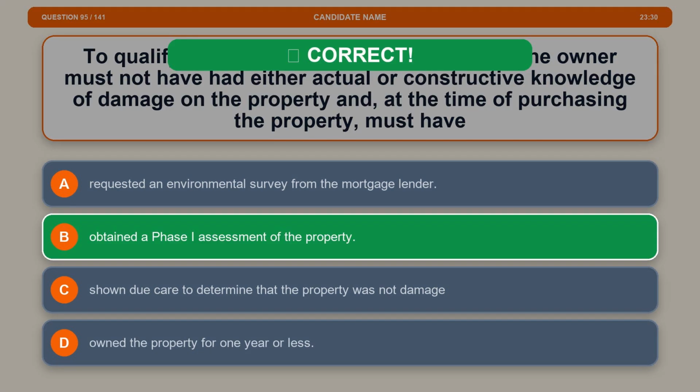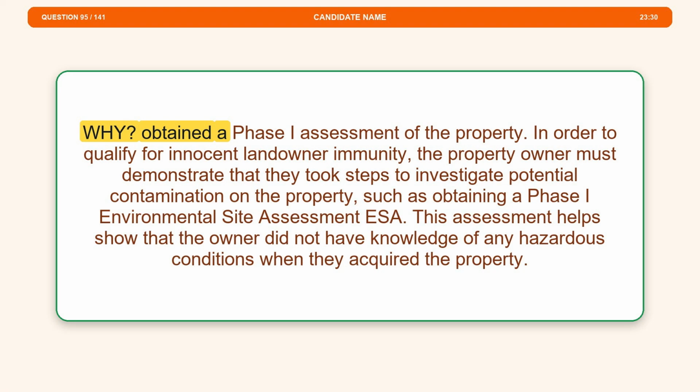The correct answer is option B. Obtained a Phase I assessment of the property. In order to qualify for innocent landowner immunity, the property owner must demonstrate that they took steps to investigate potential contamination on the property, such as obtaining a Phase I environmental site assessment (ESA). This assessment helps show that the owner did not have knowledge of any hazardous conditions when they acquired the property.